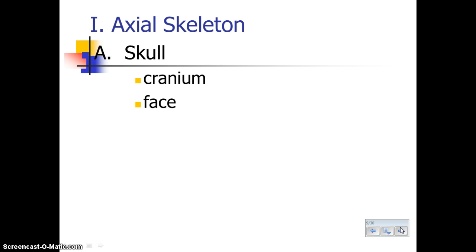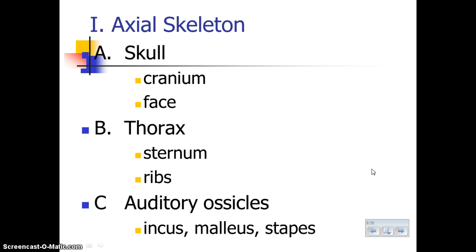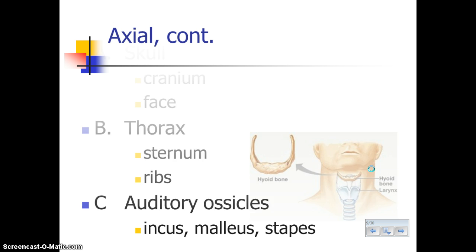As we look closely at each section, obviously the axial system will be your cranium and face, your thorax, which include your sternum and your ribs. These are the auditory ossicles, which is a fancy word for the ear bones that transmit the sound wave from your eardrum to your inner ear.